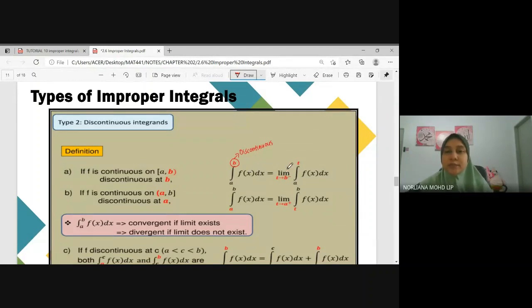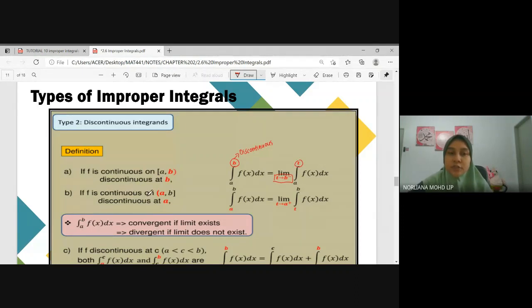So we have to apply the limit for the limit integration of fx from a to t, the upper interval is discontinuous where t approach b negative. So untuk upper interval kita gunakan b negatif lah. Ni nak untuk bezakan je upper and lower interval. T approach b negative.